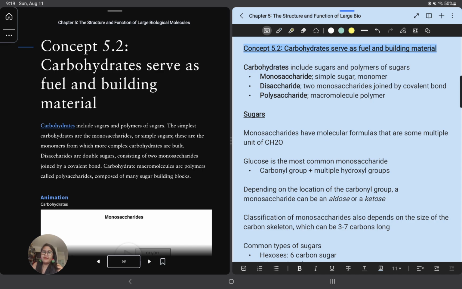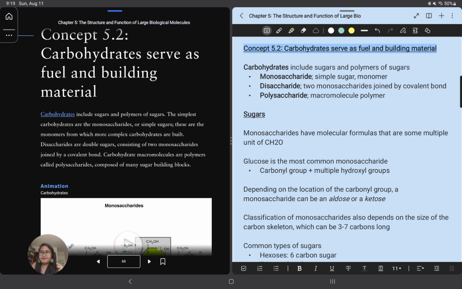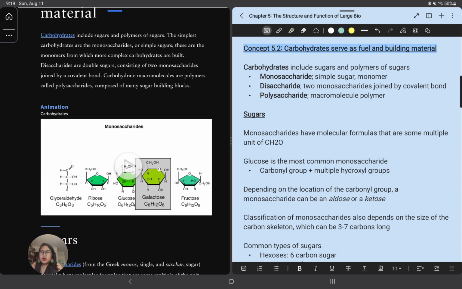Concept 5.2 of chapter 5: carbohydrates serve as fuel and building material. Carbohydrates include sugars and polymers of sugars. The simplest carbohydrates are the monosaccharides, or simple sugars. These are the monomers from which more complex carbohydrates are built. Disaccharides are double sugars, consisting of two monosaccharides joined by a covalent bond. Carbohydrate macromolecules are polymers called polysaccharides, composed of many sugar building blocks.